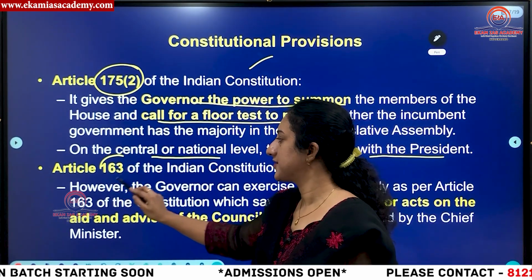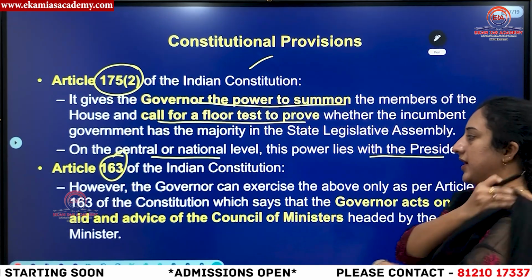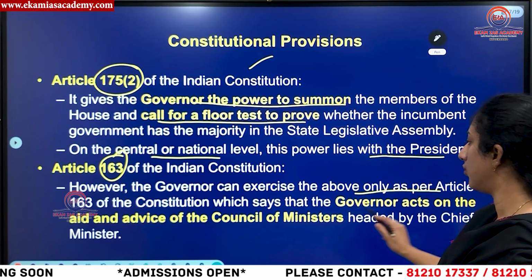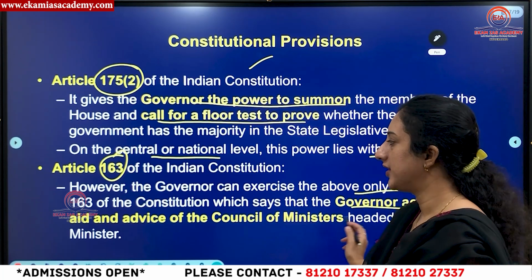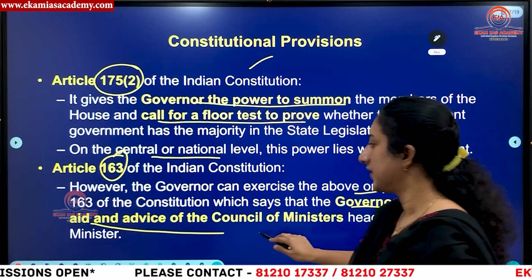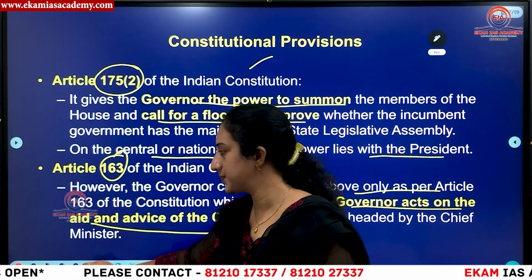Then Article 163 of the Indian Constitution, what is it saying? The governor can exercise the power to call this floor test only on the aid and advice of the Council of Ministers. It is not on his personal discretion.